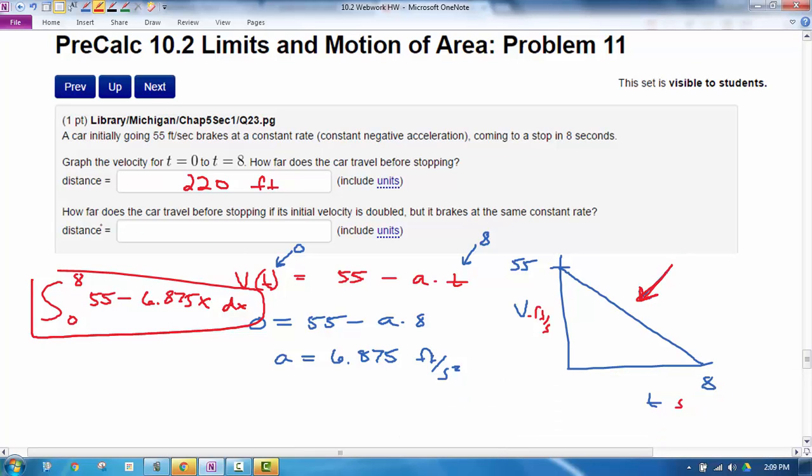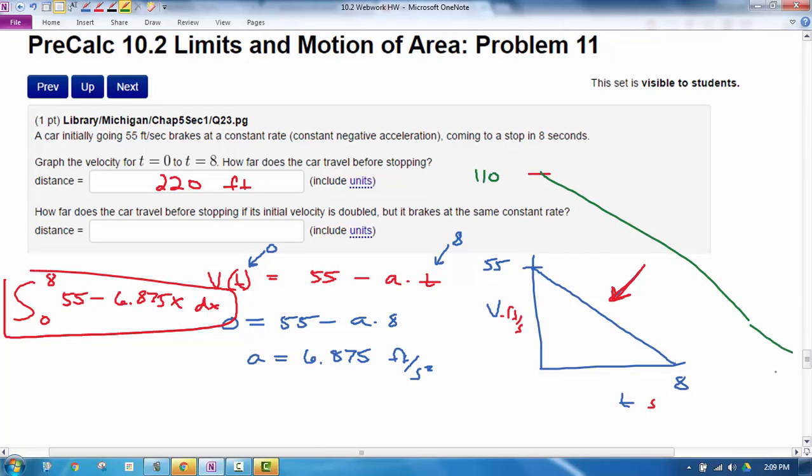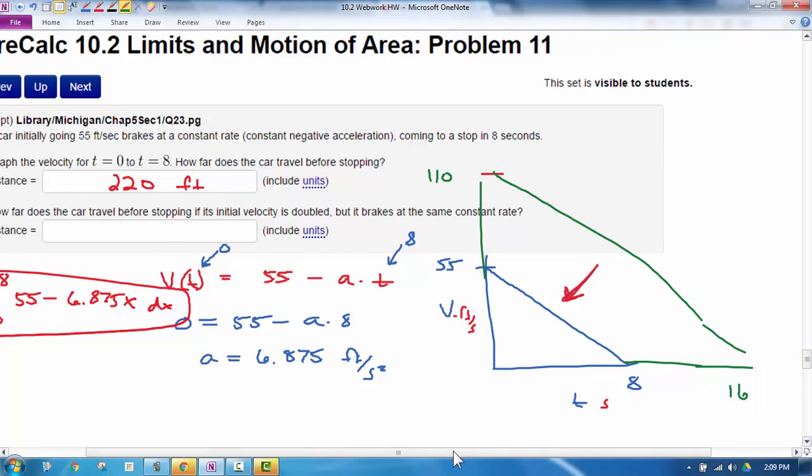Next part says, how far does the car travel before stopping if its initial velocity is doubled? So now we're going to double the initial velocity. What that's going to look like is this. We're going to go 110 miles per hour, and we have the same deceleration. That means we have the same slope here. If we have the same slope, and you can look at this in terms of similar triangles, if this side's twice as long, then this side would have to be twice as long too. So it's going to take us 16 seconds to stop.